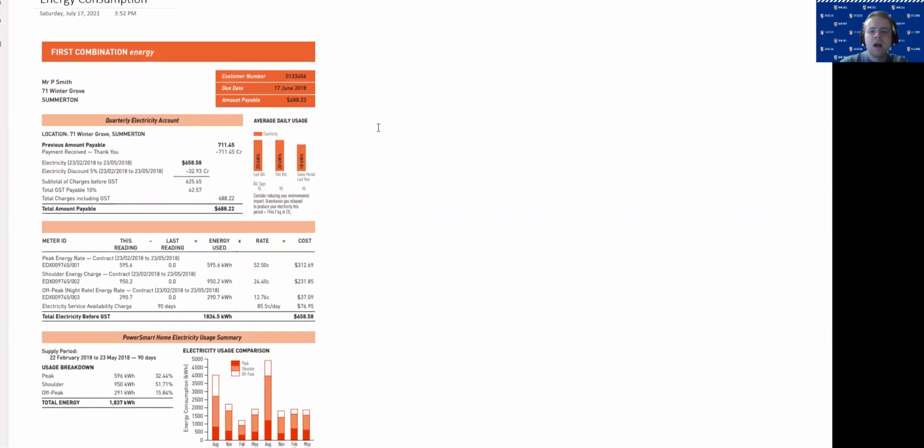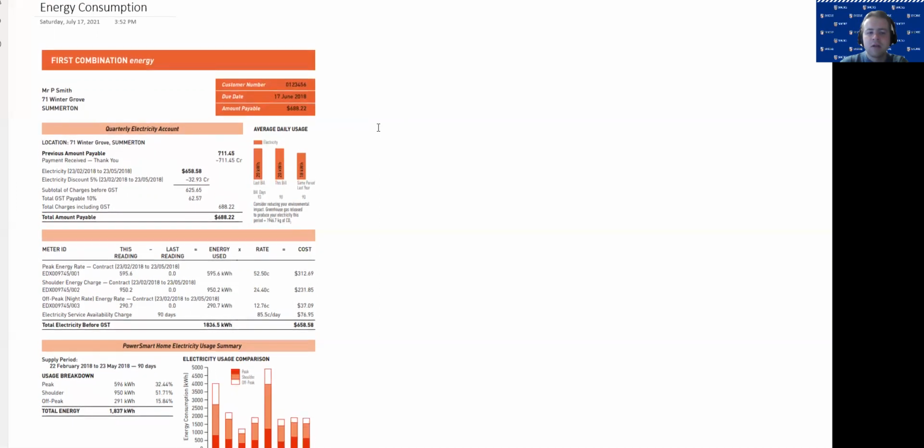But often when we talk about energy, we talk about kilowatt hours. That is the power times the amount of time it's been on, and that gives us the total energy that's expended in that amount of time.